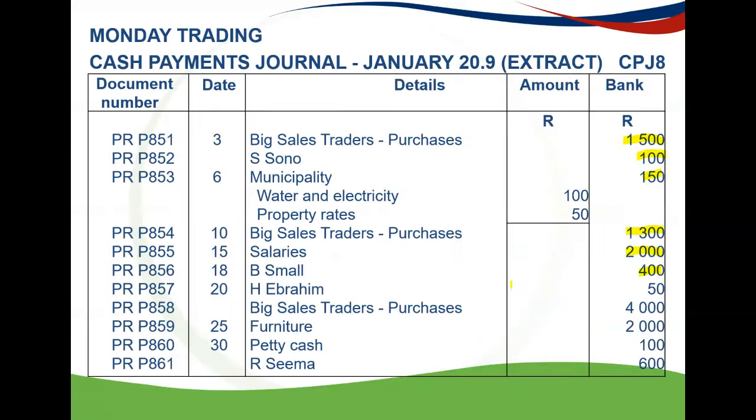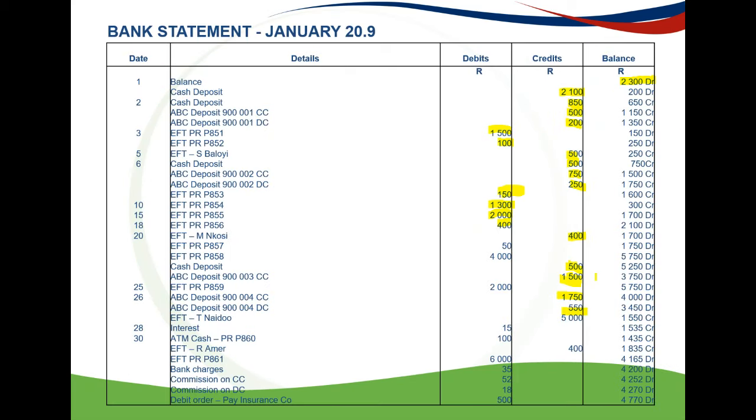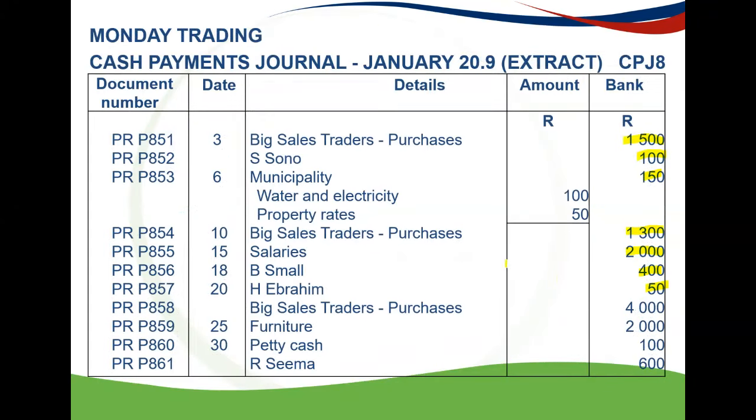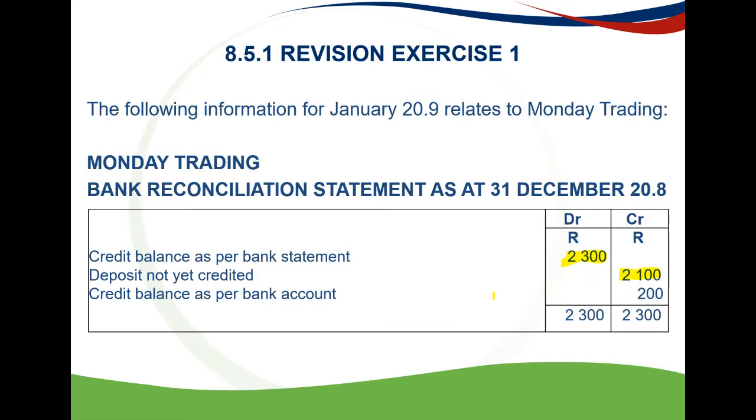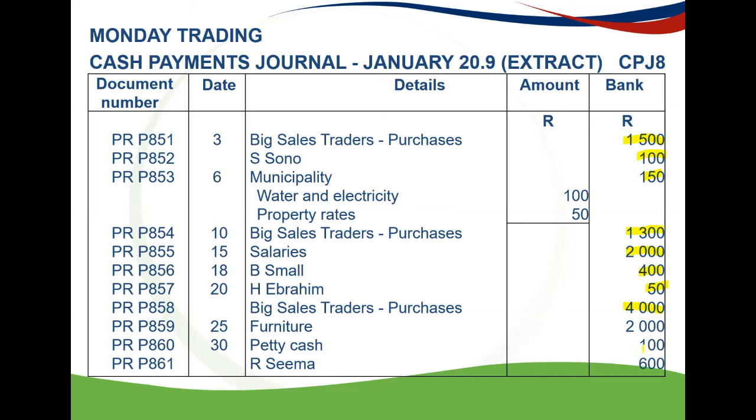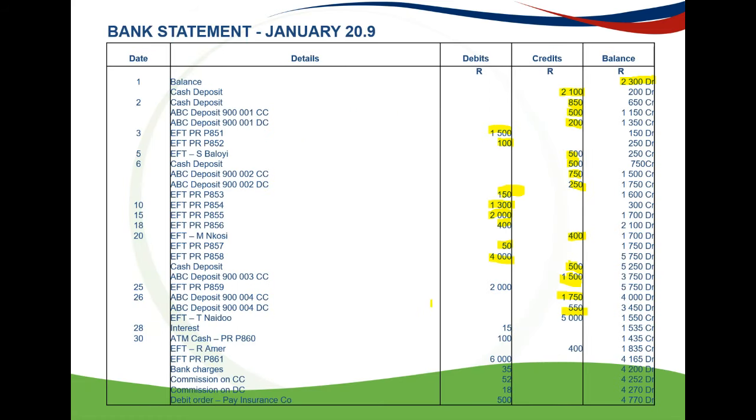The 20th H Abram for 50. Okay, there's 50. 858. It's the 4,000 for big sales. Then there is the payment of the furniture for 2,000, P859. We find P859 for 2,000.